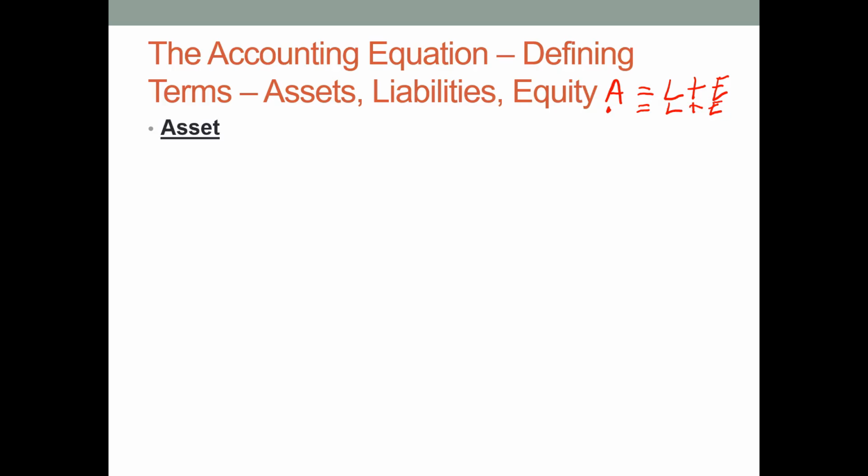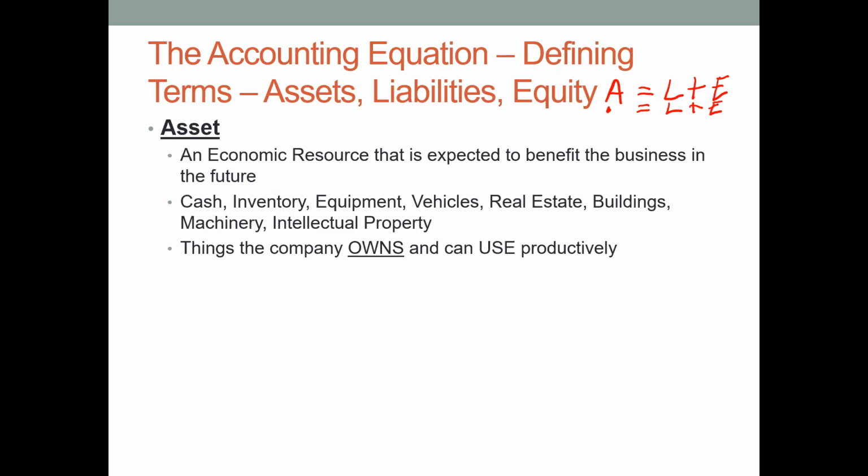So what is an asset? An asset is an economic resource that is going to benefit the business in the future. Okay, so what is the most common and useful asset? Cash. Okay, why is cash an asset? Because cash can be converted into pretty much anything that your business is going to need.